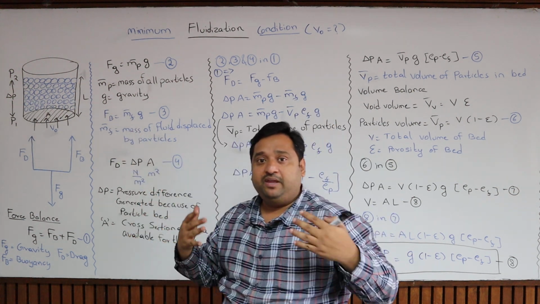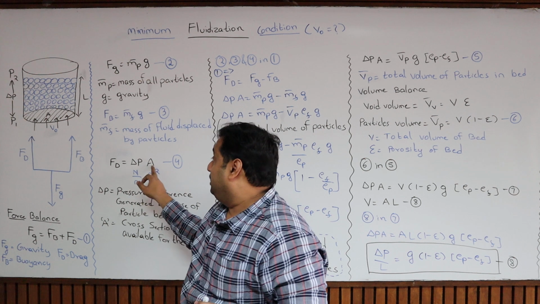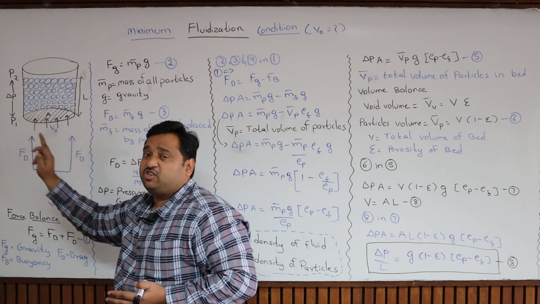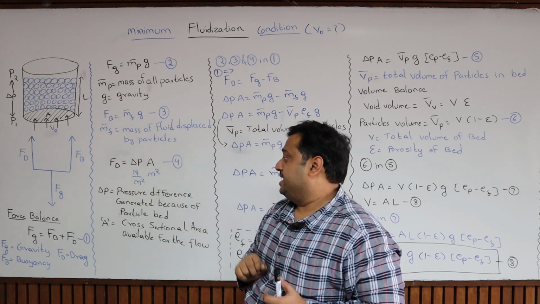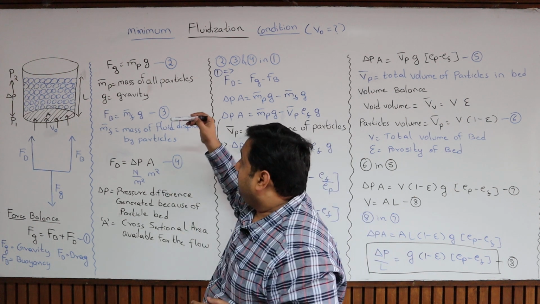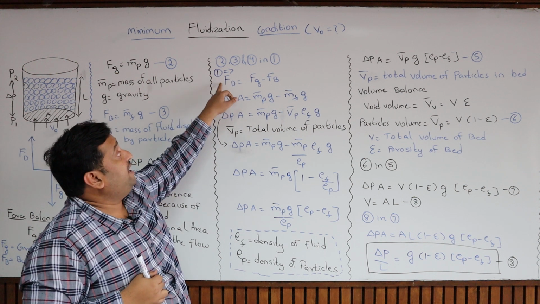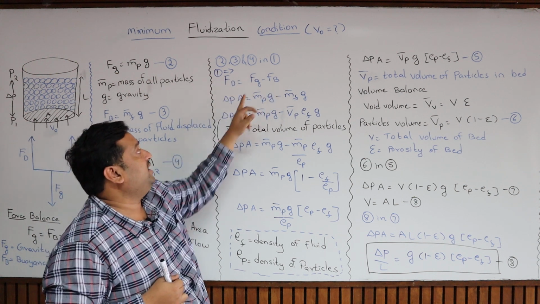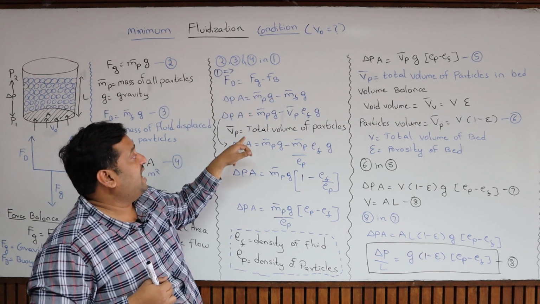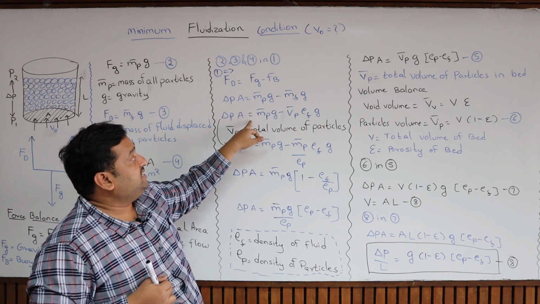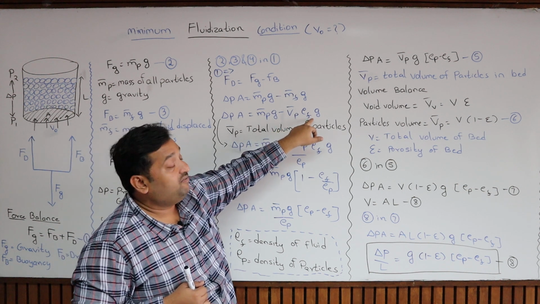So the drag force can be simplified as delta P, which is P1 minus P2, into the area available for the flow, which is called the cross sectional area. Fd is nothing but delta P into A. Now putting 2, 3, 4 in 1, I get Fd equal to Fg minus Fb. If I substitute all of these, I land at delta P into A equal to mass of the particles into gravity minus volume of the particles into density of the fluid into g.